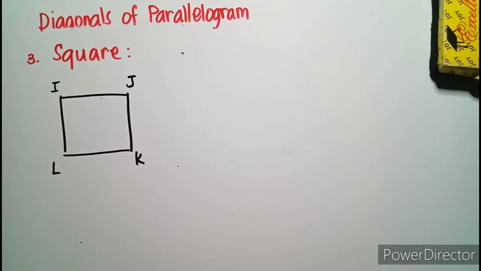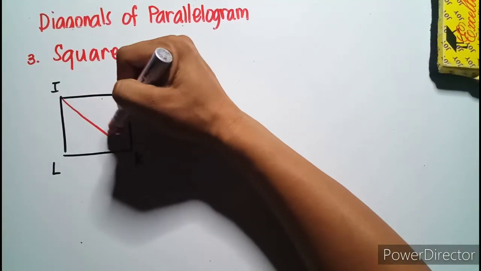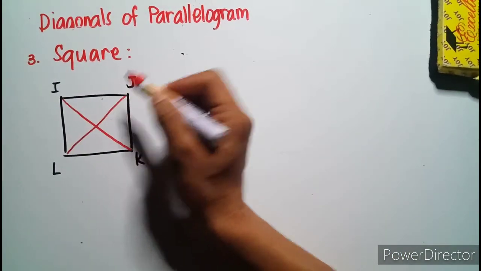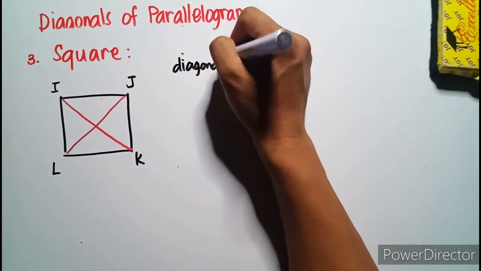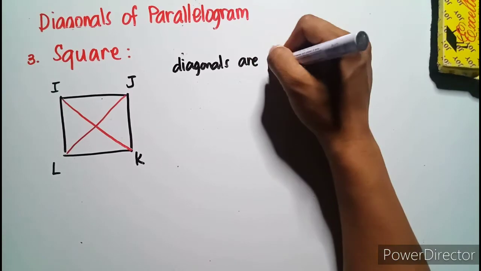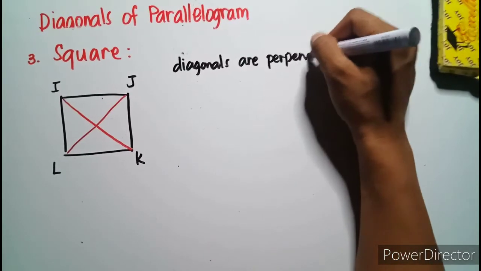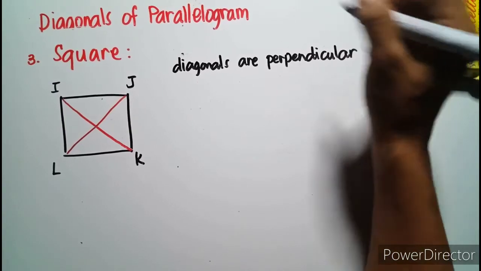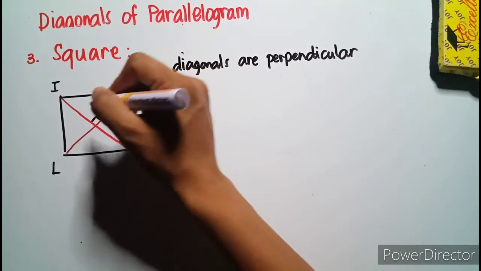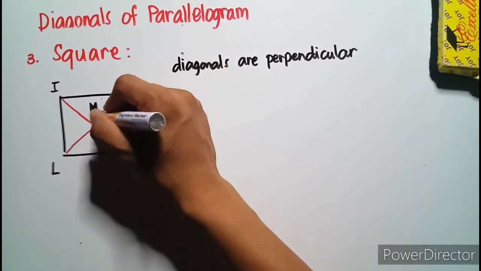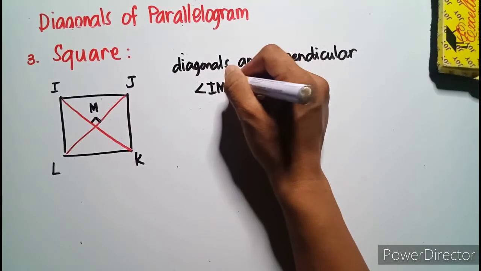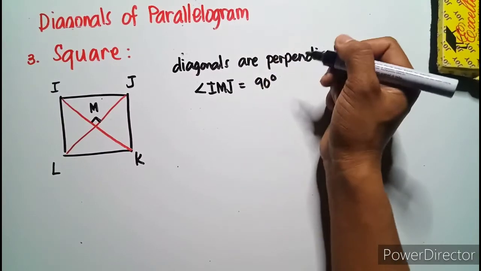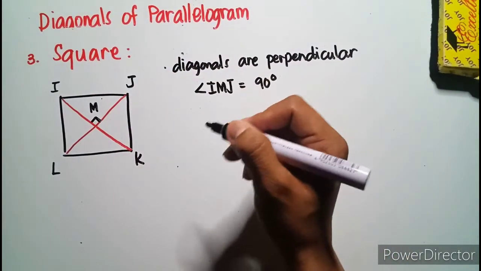Diagonals of the square. If I have here square IJKL, and let's draw the diagonals IK and JL. So we can say here for the square, diagonals are perpendicular. So ibig sabihin, yung kanilang intersection is 90 degrees. Let's name this M. Okay? So 90 degrees yung kanilang intersection. So yung angle IMJ ay equal siya sa 90 degrees. Okay, so that's the first property of diagonal of a square.